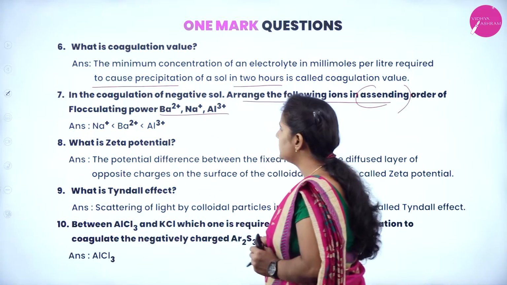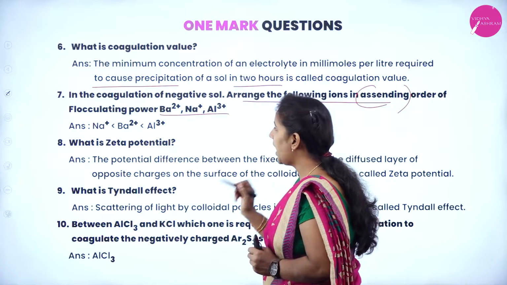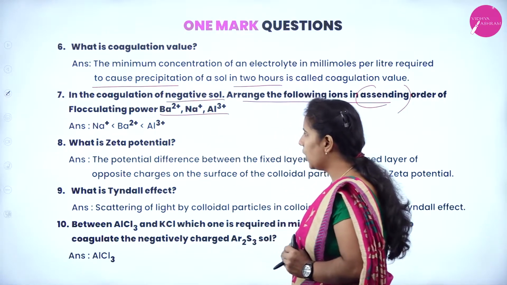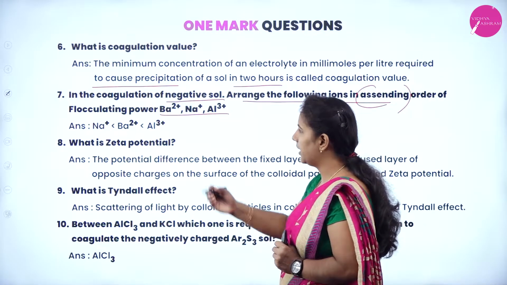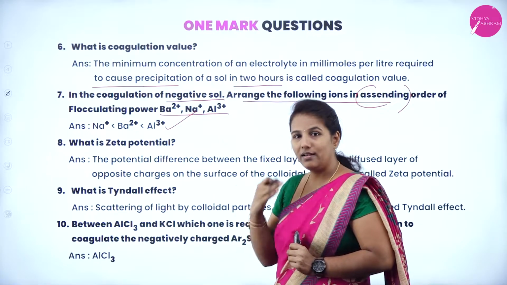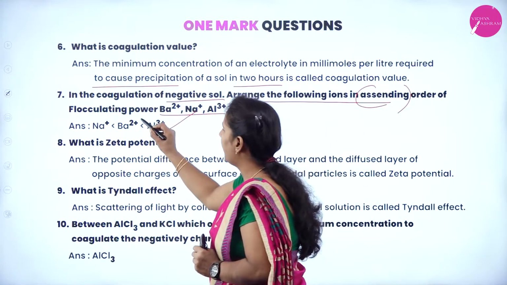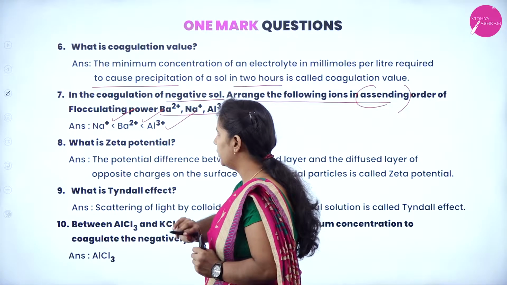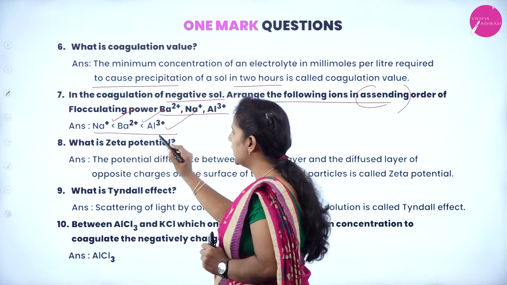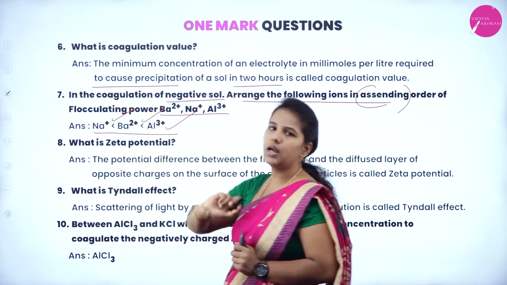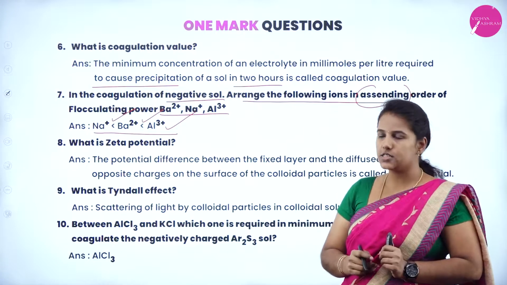So the ions which they have given, we have to arrange them in ascending order for the negative sol. Remember, we have to arrange in ascending order. So aluminium will always have a greater coagulating value compared to barium and sodium. So this indicates that aluminium has a greater coagulating value than barium and sodium. You can see the charges also.